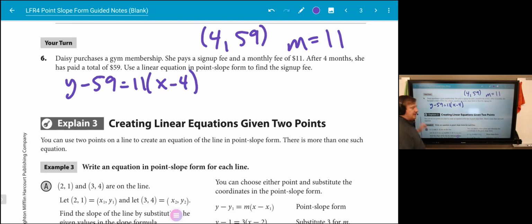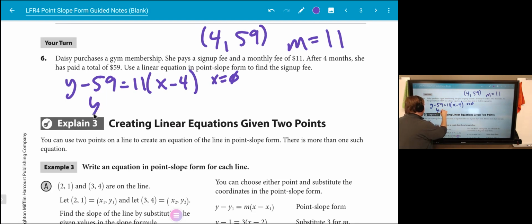So in other words, what is the initial fee? That's when the months are equal to 0. When I have 0 months. So in other words, when x equals 0 is what we're trying to find. The sign-up fee, 0 months.